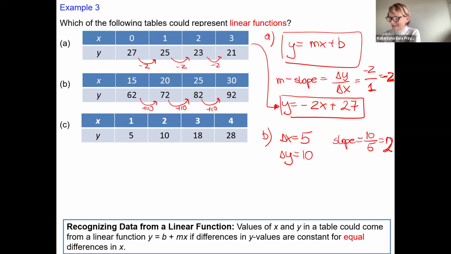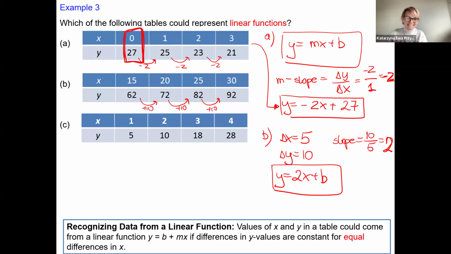Okay, right? That's definitely the line 2x plus b. But who can tell me what is b? We're not guessing. This was easy, I mean, this was obvious because the value for 0. For part B, we don't have the value of y for x equals 0. I think it is 32. Yes, it is 32.